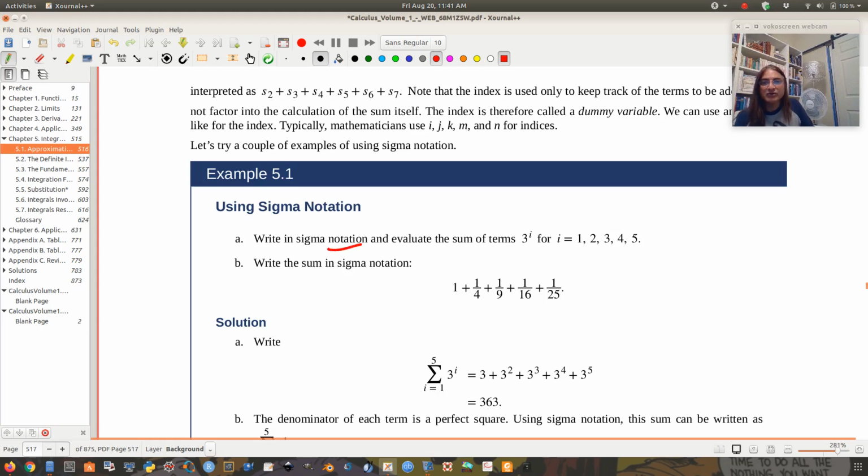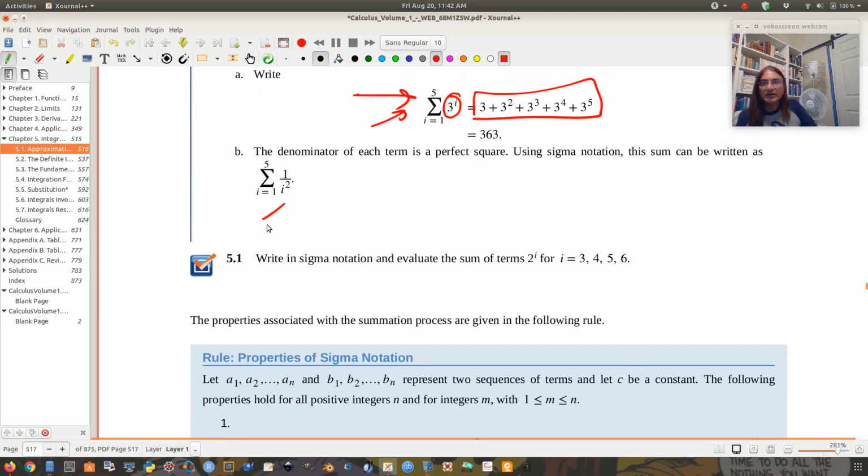Write in sigma notation and evaluate the sum of 3 to the I, where I goes from 1 to 5. So we'll show it as the sum of 3 to the I, where I goes from 1 to 5. So take in this formula first I equals 1, it becomes 3 to the 1, which is 3, then plus, add 3 where you replace I with 2, then 3, then 4, then 5. So this is the meaning of this summation notation.